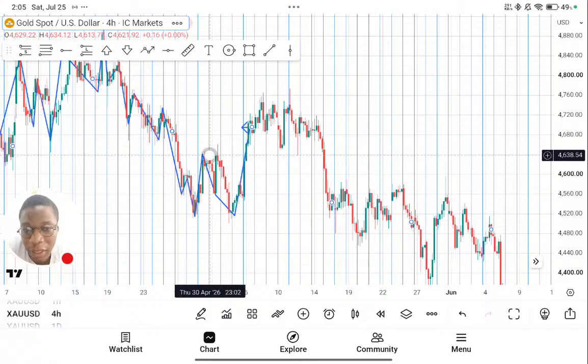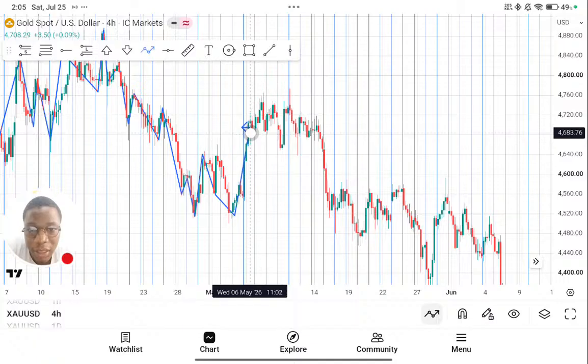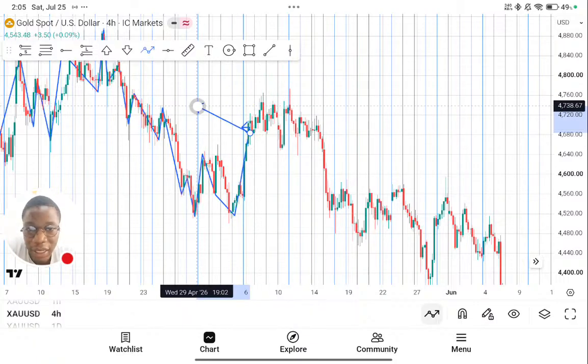A new high is created. A new low couldn't be created. A new high is created. Higher high came to this high up until this point.